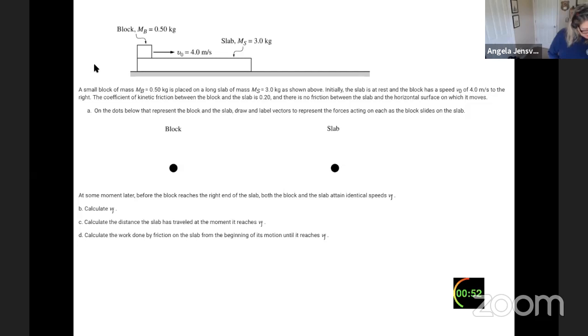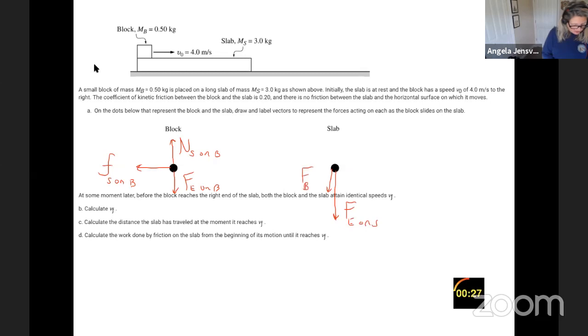So the block has a force of the earth acting down on it, and it has a normal force of the slab acting upward, and then it has a friction force from the slab acting to the left. Now the slab is more massive, so I guess I'll draw a bigger vector, force of the earth on the slab. And then it also has the block pushing down on it. So it has a big normal force of the table on the slab.